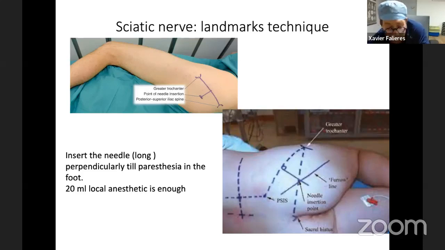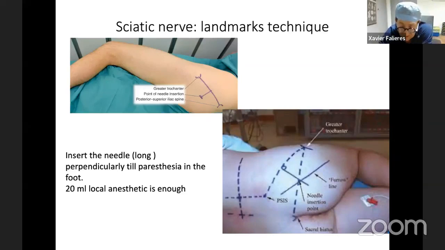The needle needs to be inserted perpendicularly to the skin. If you have stimulation, you will see a movement of the foot. Other movements are not good. Or the patient will feel paresthesia in the foot. Then you can inject 20 milliliters of anesthetic. It will be more than enough.